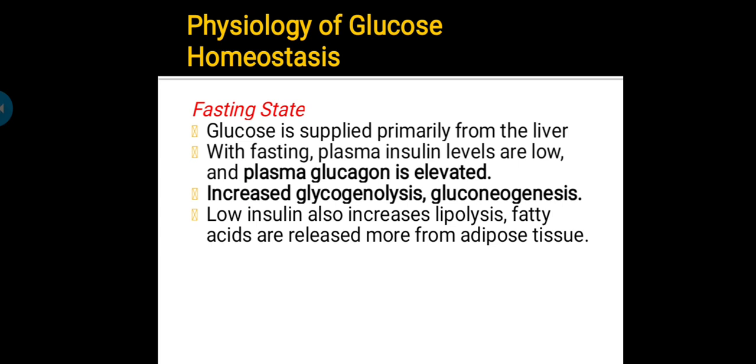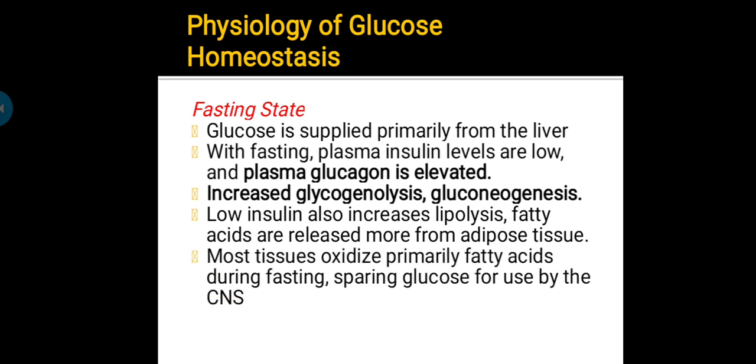So in fasting there is more activation of glucagon and less activation of insulin, and this low insulin causes increased lipolysis, and more fatty acids are delivered to the liver, where they are used as a substrate for gluconeogenesis. Most tissues oxidize primarily fatty acids during fasting, sparing glucose for use by the CNS. Due to this excess fatty acid metabolism during fasting, there is a chance of ketoacidosis from ketosis during the fasting state.